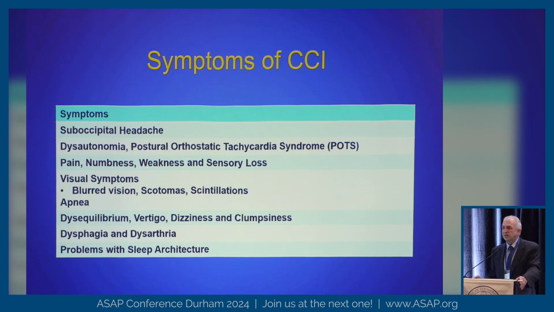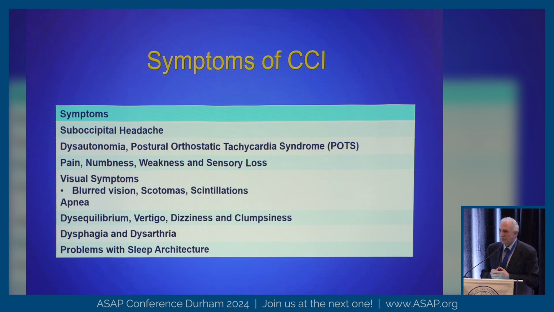So what are some of the symptoms of craniocervical instability? They include things like suboccipital headache, dysautonomia and POTS, pain, numbness, weakness, and sensory loss of the extremities, visual symptoms, blurred vision, scotoma, scintillations, apneic episodes, disequilibrium, so you're off balance, you can have vertigo, dysphagia, dysarthria, and problems with sleep architecture. I will tell you that if I didn't know anything about Chiari malformations, I can see all of these symptoms in just people with hypermobile EDS.